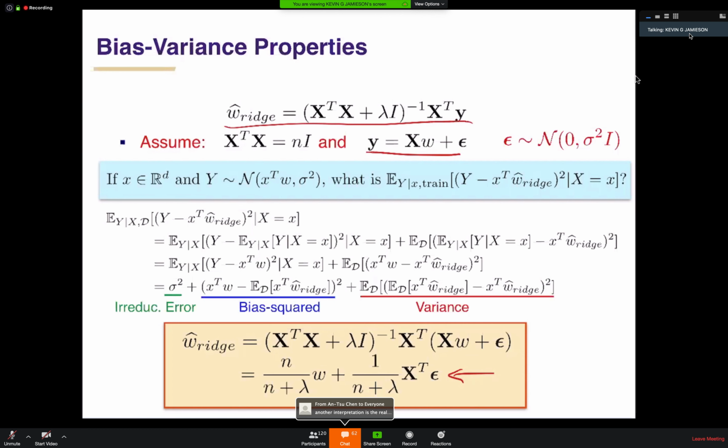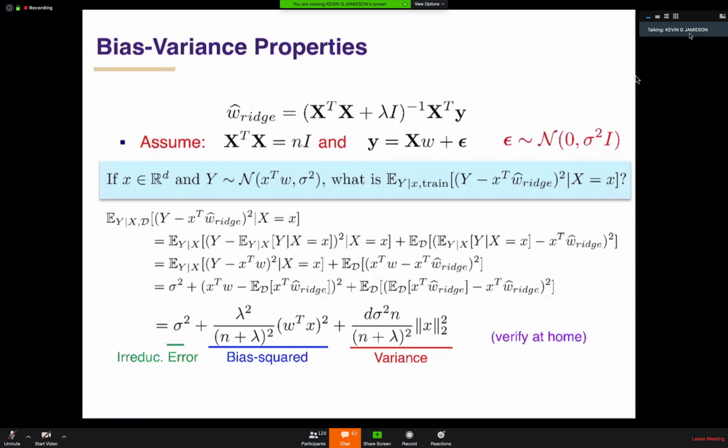But what's really great is that if we plug this value of W hat ridge into these equations that we just derived here, we can get closed form expressions for what the irreducible error is, what the bias squared error is, and what the variance is. And so now we're getting an explicit characterization of what the bias, the variance, and the irreducible error are for this very particular model. You can verify these equations at home. It's a good exercise, but I'm not going to go through it.